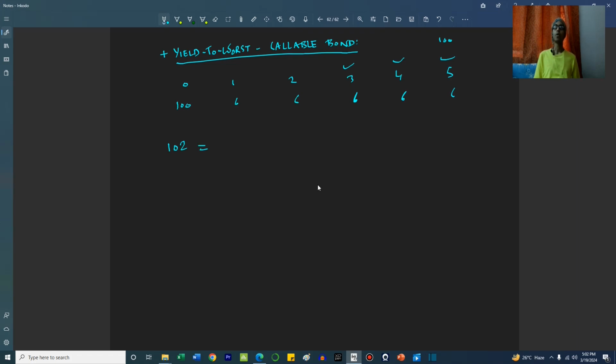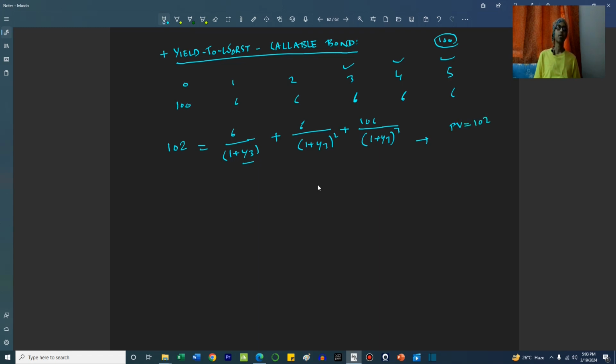This is equal to 6 by 1 plus y3, y3 being the yield if the bond is called at t is equal to 3, 6 by 1 plus y3 square plus the callable price is 100. So this becomes 106 by 1 plus y3 whole cube. From this we can find out what y3 is. We just have to plug in these values in the calc, or we can also do it manually here, but it's better to do it this way.